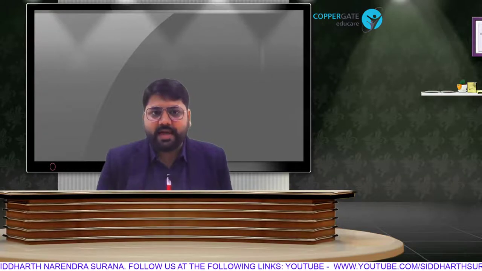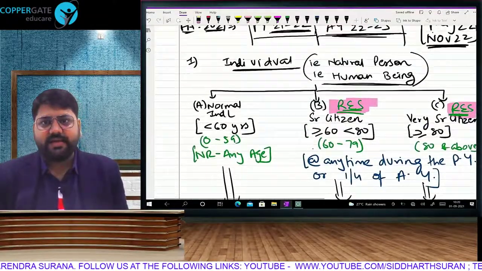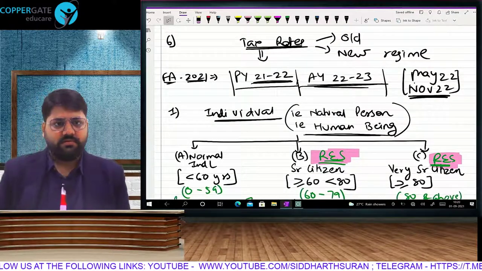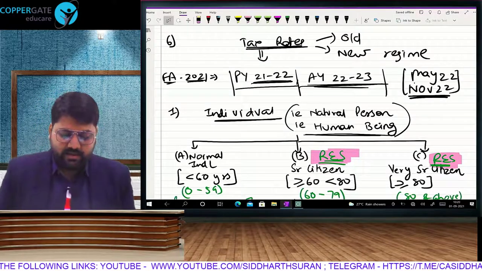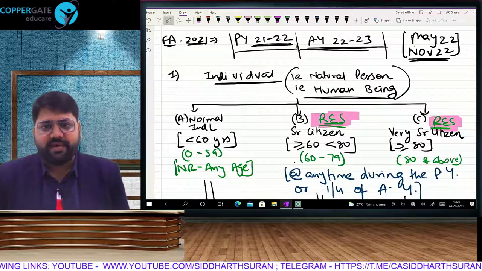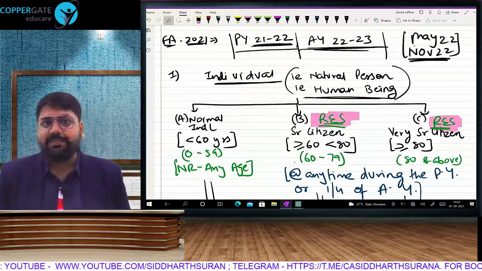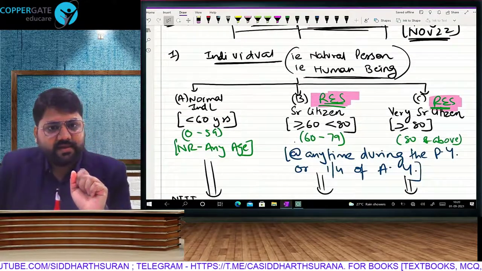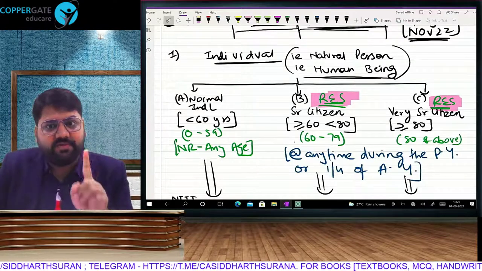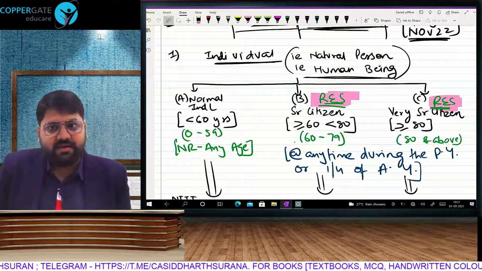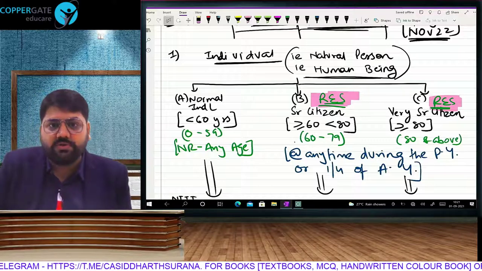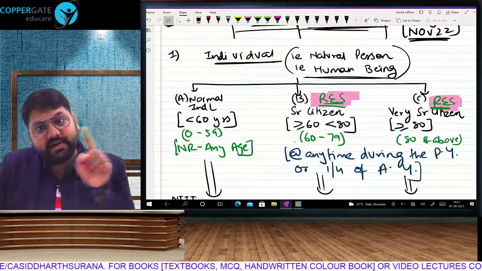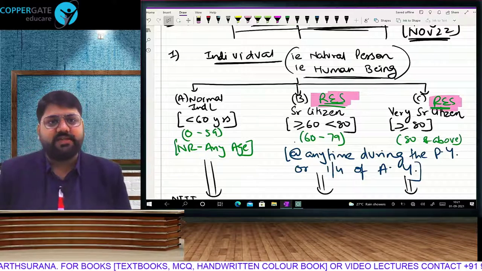To give you a quick recap of what we have studied under individual tax rates so far, can you see the screen? All right. So we are currently in the existing taxation regime for previous year 21-22, assessment year 22-23, which is also the applicable AY for your exam, May 22 as well as November 22. Individuals will be divided in three categories. Are we clear? Higher basic exemption limit will be available only if the assessee is resident, otherwise it will not be available. And that 60 or 80 can be equal to also, it need not be greater than. And again important, that 60 or 80 can become equal to at any time during the previous year or 1st April of the assessment year also.